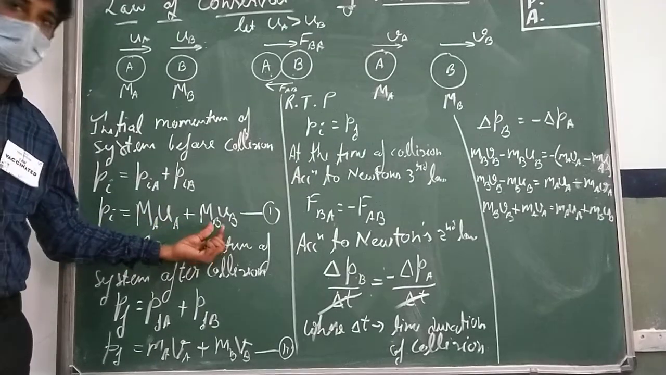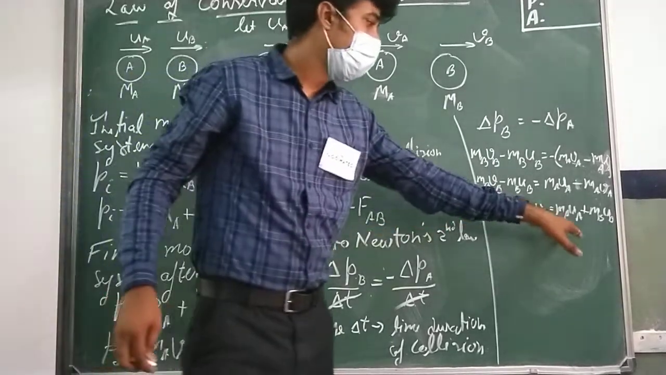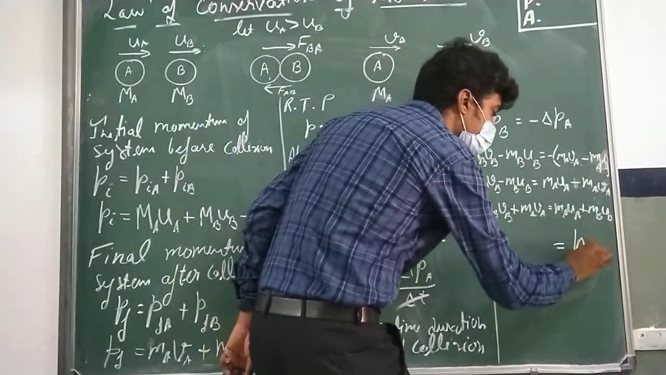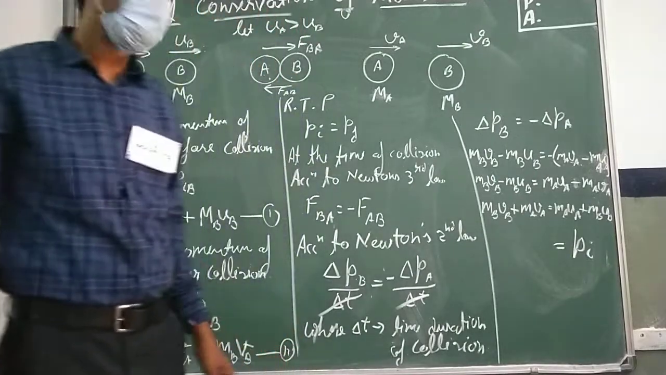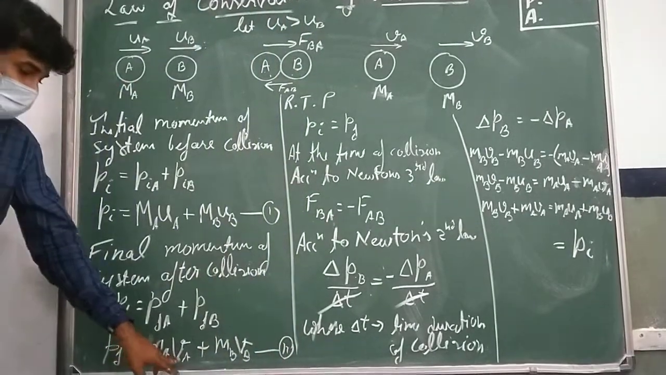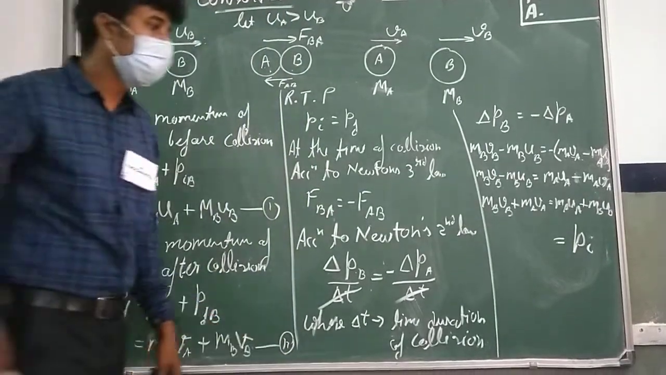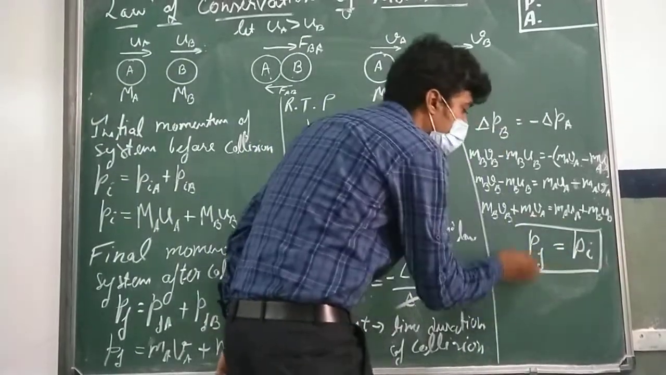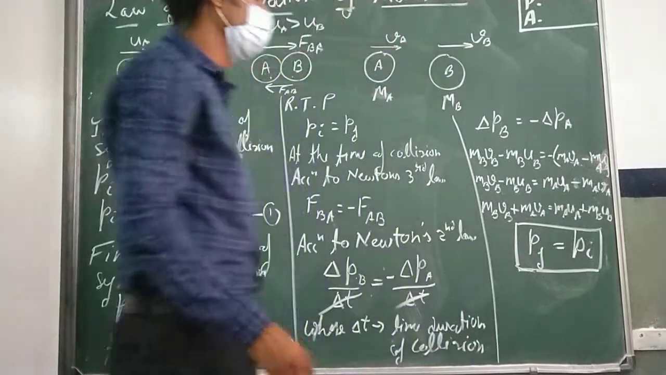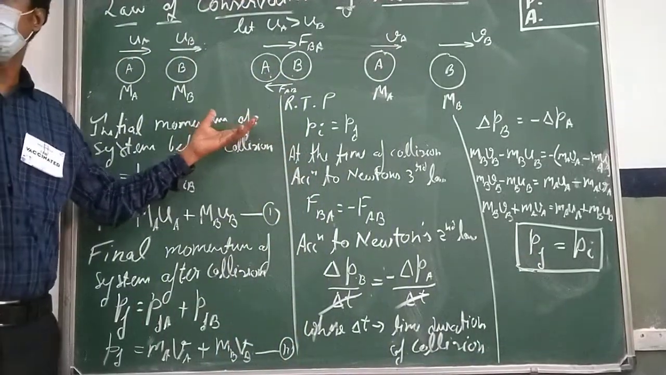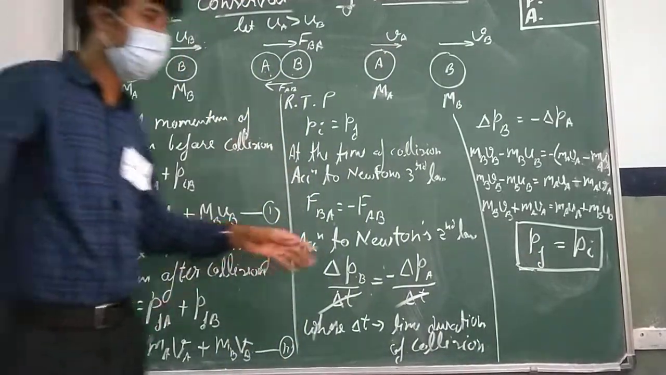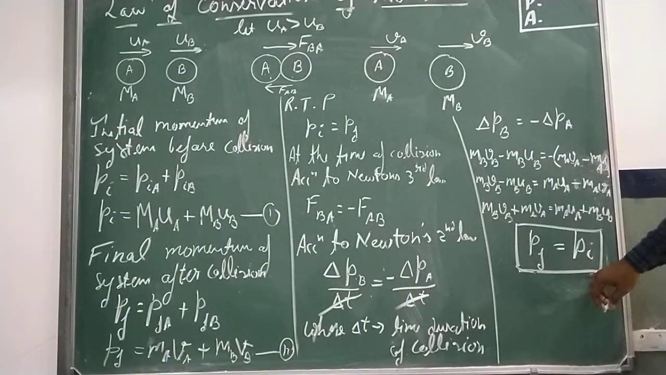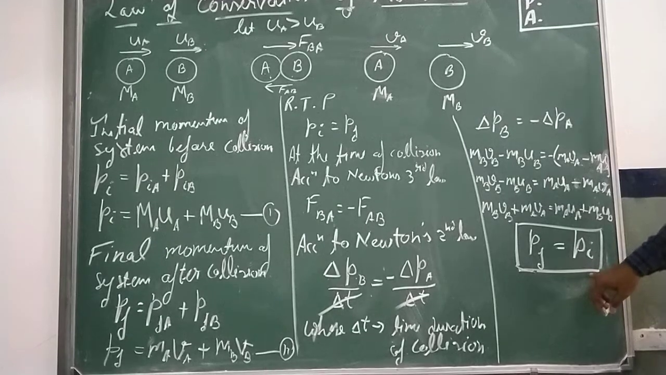Now you can see what the first equation is. MAUA plus MBUB is what? P initial. Yes or no? MAVA plus MBVB is what? P final. So P final is equal to P initial. This tells you what? Law of conservation of momentum. P final is equal to P initial. This is the complete law of conservation of momentum for class 9.